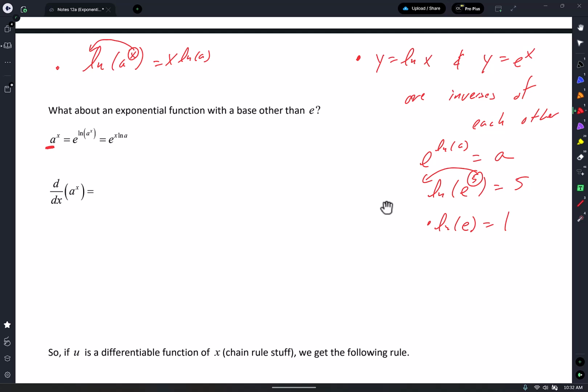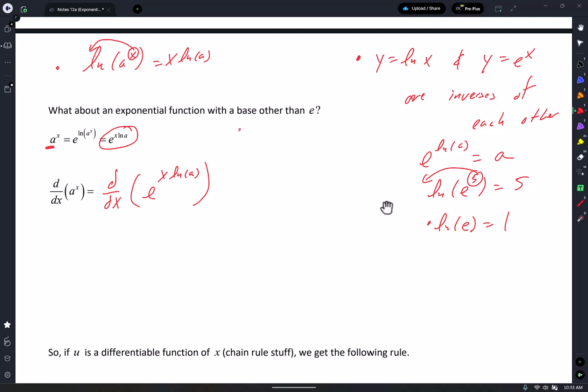And why did they do that? Because the only thing we know right now is how to take the derivative of e to the power x. Yay or nay? Yay. So having said that, I can rewrite this. It says d dx of a to the x is the same thing as d dx, that just means take a derivative with respect to x, of e to the, and look, a to the x is the same thing as this. So e to the x ln of a. So do that.